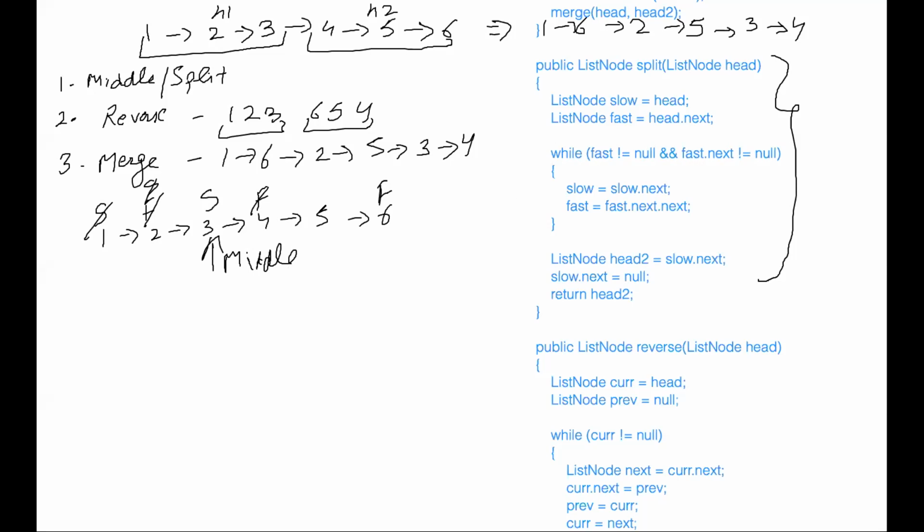Once you find the middle, we will split into these 2 lists. And how I'm splitting into these 2 lists is, as I showed in the beginning, I named them head 1 and head 2. So I'm pointing slow dot next equal to null, so that they become 2 separate lists, so that 3 dot next should be null. And then I'm returning head 2. Head 2 is slow dot next, which is this part. So this function would return me head 2, which is the second part.